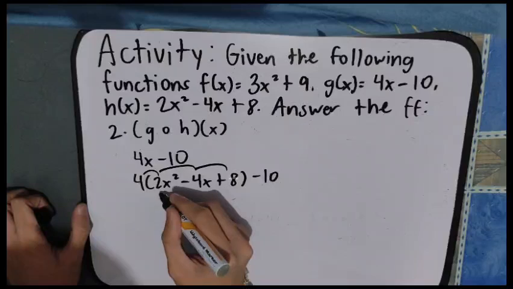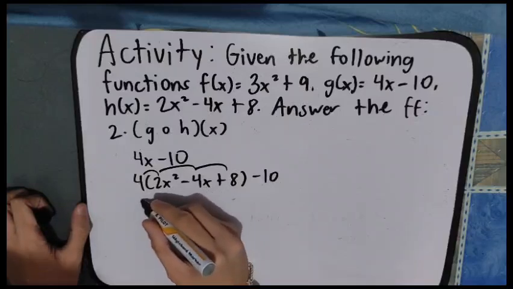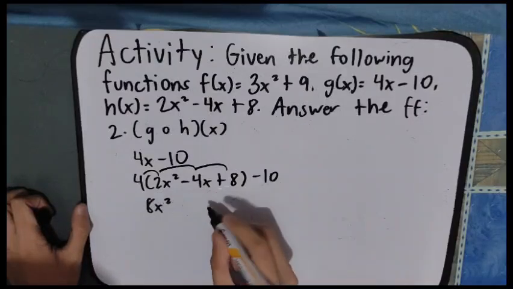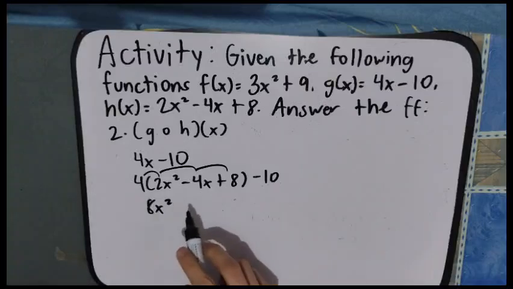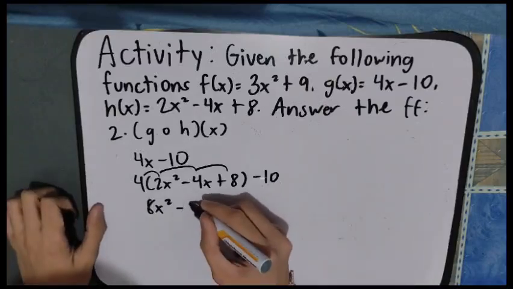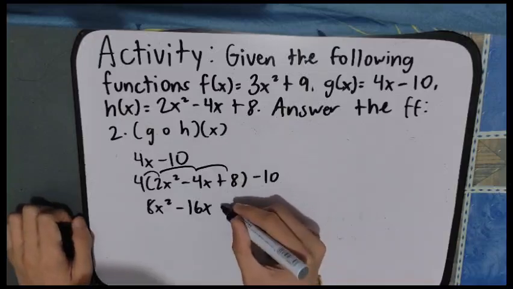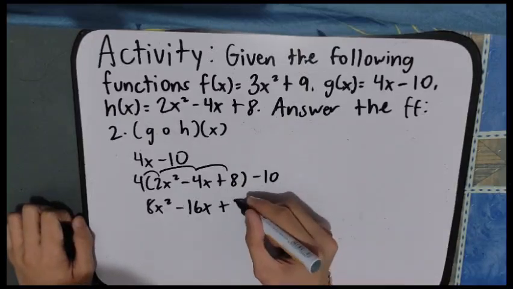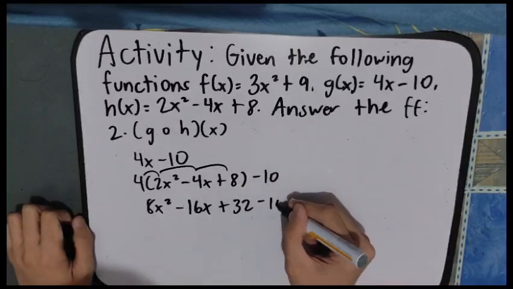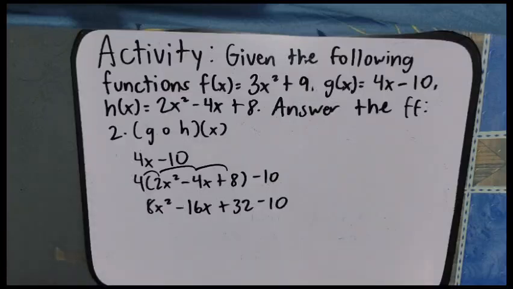So 4 times 2x squared, we have 8x squared. Then 4 times negative 4x, we have negative 16x. Then 4 times positive 8, we have 32. Then copy minus 10. After this, we're going to combine like terms.